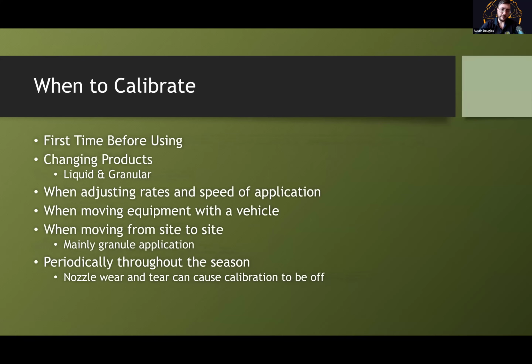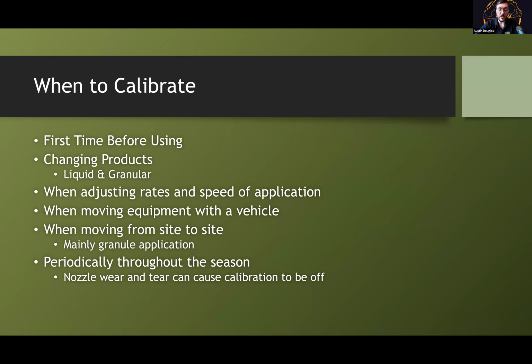So when do we calibrate? We calibrate the first time before we ever use any sort of pesticide within it. You also calibrate when you're changing products, right? If you're going from fertilizer and insecticide to a fungicide, if you're doing granulars and you're switching products and there's different prill sizes, that's when you want to calibrate your sprayers or spreaders. If you have to adjust rates or the speed of application, you want to calibrate then.